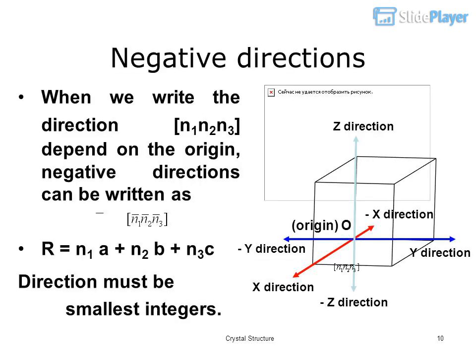Negative directions. When we write the direction, n1, n2, n3 depend on the origin. Negative directions can be written as R equals n1a plus n2b plus n3c. The direction must be in smallest integers. Origin O. Y direction. X direction. Z direction. Crystal structure 10.